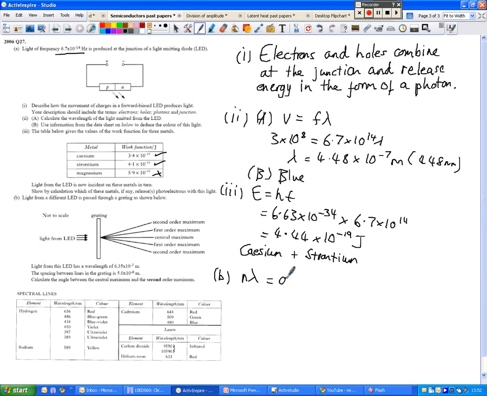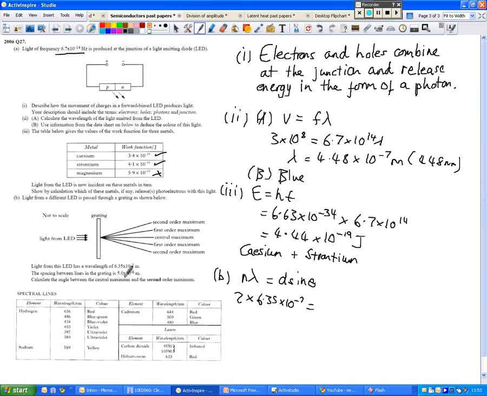So the equation for a diffraction grating for a maxima, because you're looking at a second order maximum here, is n lambda equals d sine theta. The path difference equals d sine theta. The path difference for a maxima is n lambda, it's whole numbers of wavelength. So that's 2 if it's the second order maxima. The wavelength is 6.35 times 10 to the negative 7.